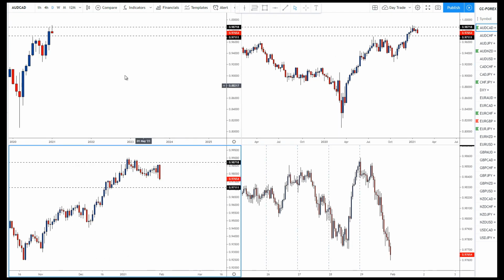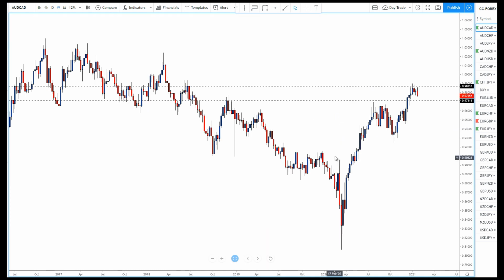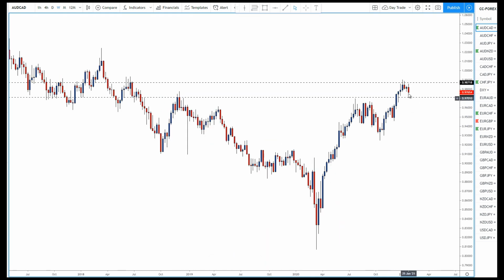Once you have your bias, which I will talk about later on, always start with the weekly chart. And start: where is the latest candle? Where are we right now? And then you go backward candle by candle until you hit something very, very legit.